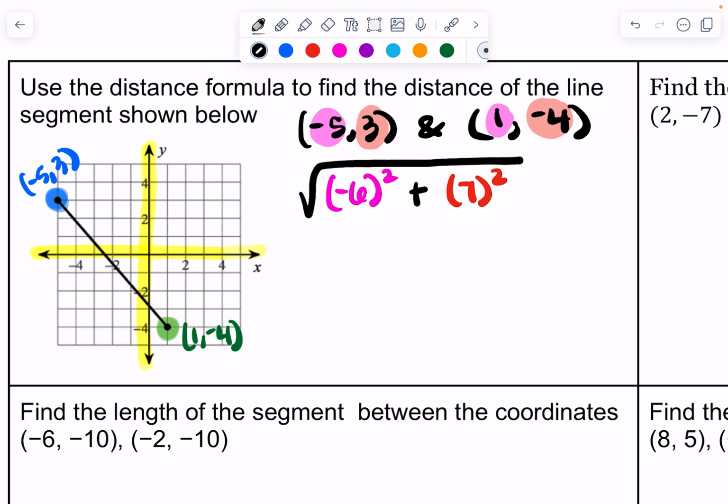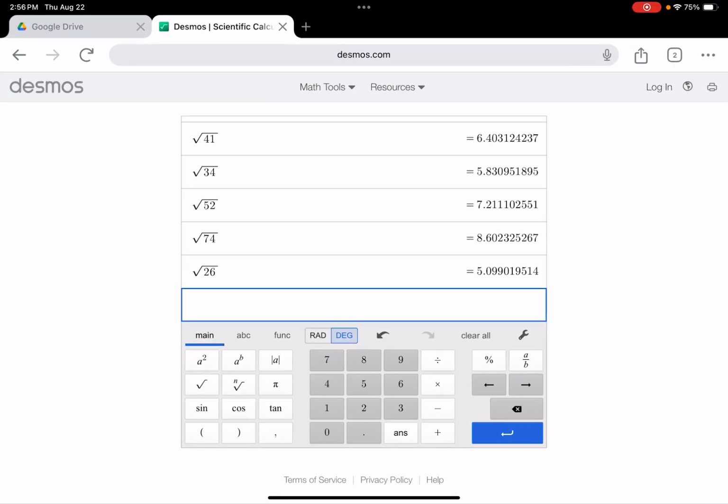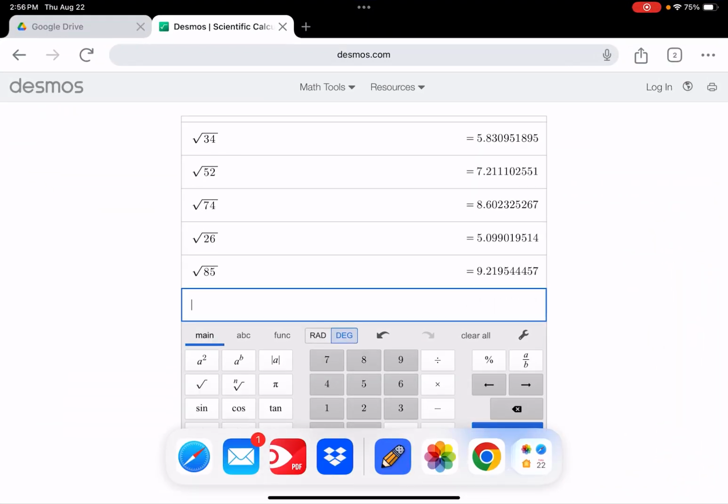So remember, -6 squared is a negative times a negative, which is a positive. So that is going to be 36 plus 7 squared is 49. 36 plus 49 is 85. And we'll round that to the nearest tenth to get the distance for the segment shown below. So we have the square root of 85, which is approximately 9.2.